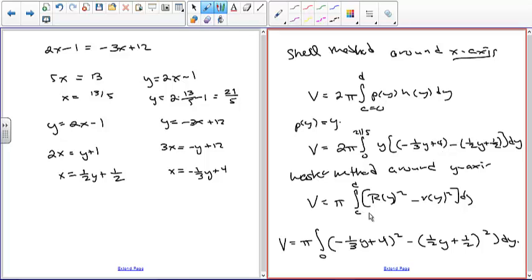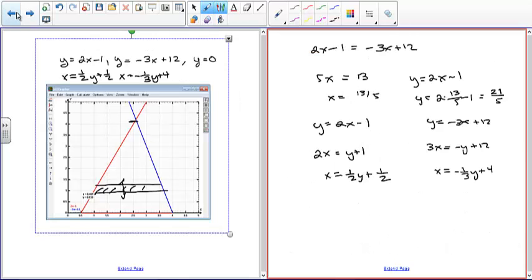And for the washer method, they have the same limits, and you still have the same two functions defining the boundary, except you square them and subtract them. And I'm missing a parenthesis here. This is the outside radius because that's the one that's furthest away from the y-axis, and this is the inside radius because that's the closest one to the y-axis.